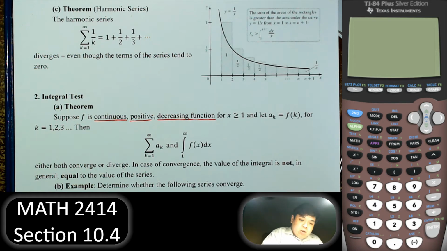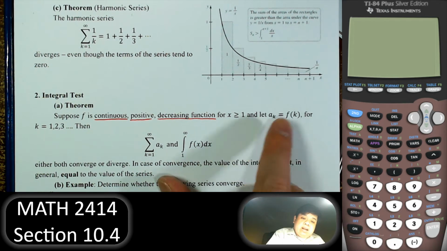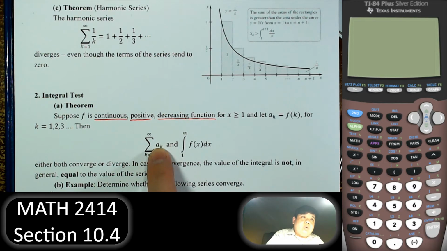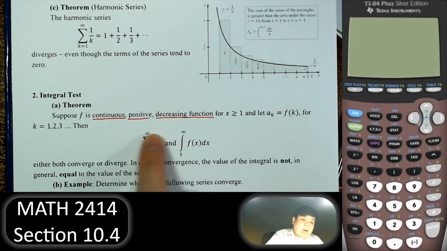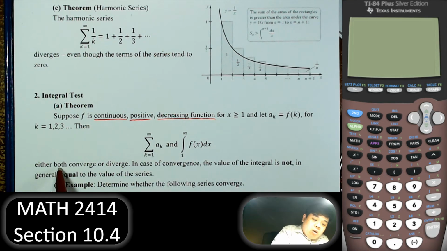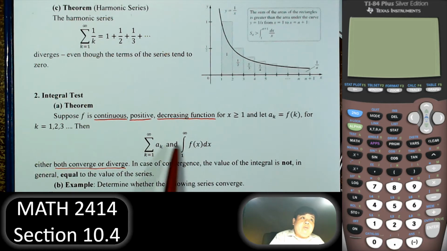So suppose we have that. Let a sub k be equal to f of k. So pretty much a term in the series is the same as the integrand in the integral. And when those three things are true, then both of these converge or both of these diverge, meaning the behavior of those two is the same. If one converges, so does the other. If one diverges, so does the other.